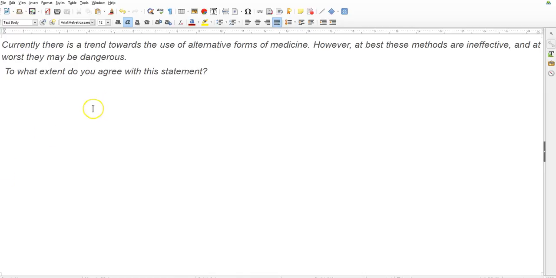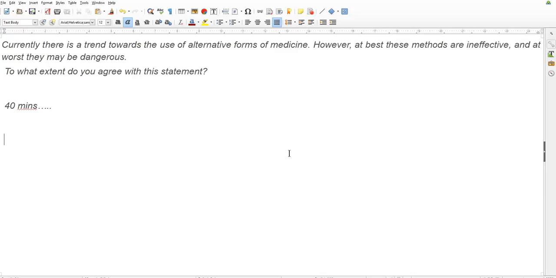Currently there is a trend towards the use of alternative forms of medicine. However, at best these methods are ineffective, and at worst they may be dangerous. To what extent do you agree with this statement? So, as I mentioned before, we've got 40 minutes for this. You get an hour in total, so 20 minutes for task 1, 40 minutes for task 2.